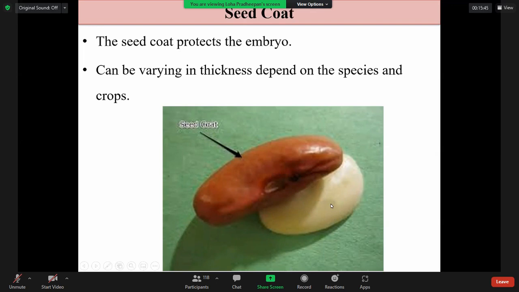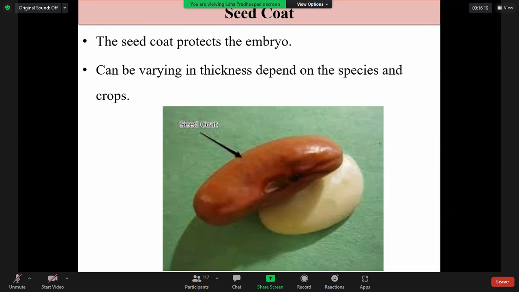The thickness of the seed coat can vary from species to species as well as crop to crop. Even among one crop, within the different varieties, seed coat thickness can vary.